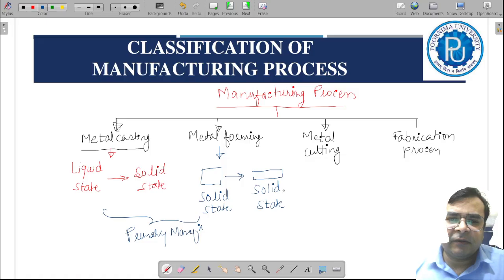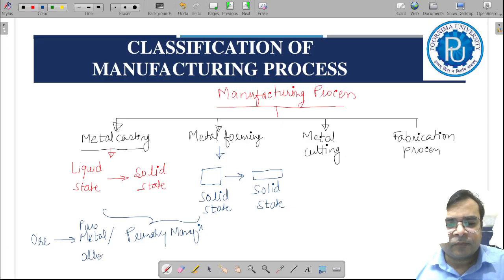Why is it called primary manufacturing? Because in the earth we have raw material in the form of ore. Is it right? Ore is the impurest form of material, which has mud and several unwanted ingredients which are not acceptable for engineering application. So this ore further needs to be converted into pure metal or alloys.